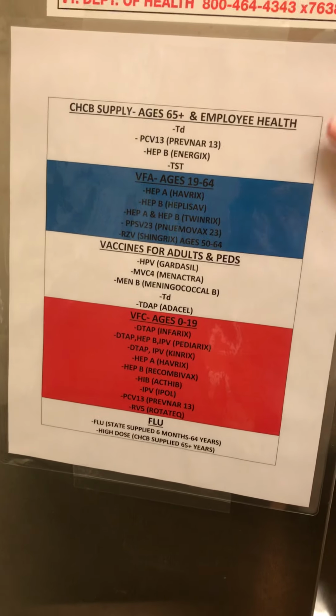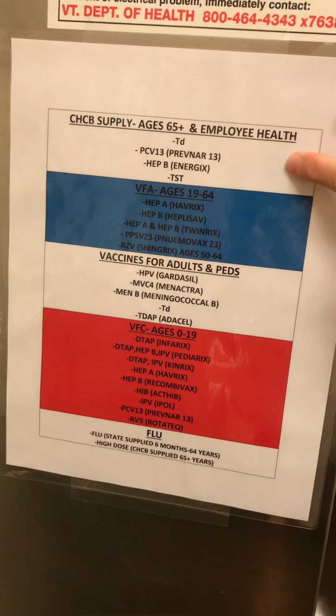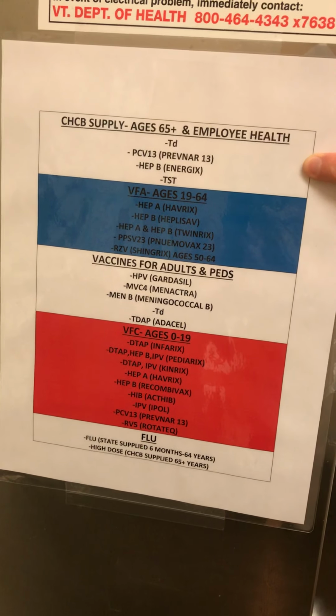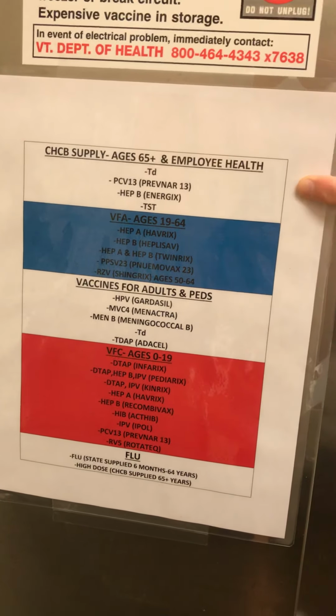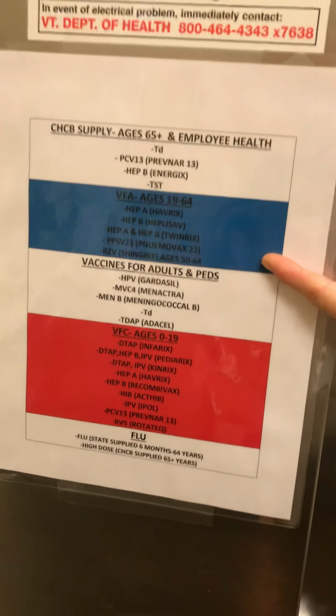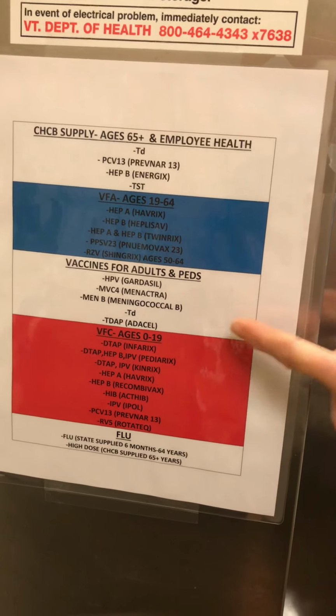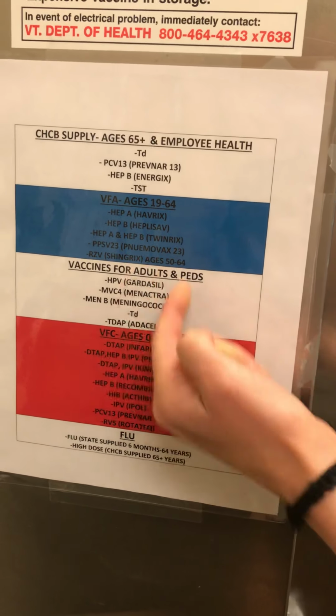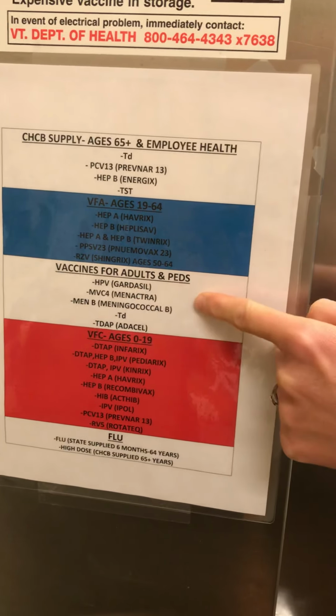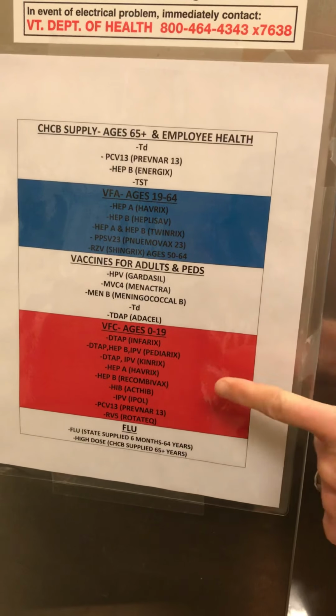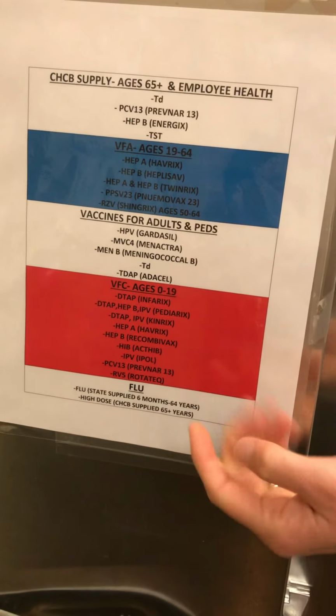Here is a friendly reminder of how we organize our vaccines. We have different shelves. At the top, we have our CHCV supply, age 65 plus, and employee health. Then vaccines for adults, age 19 through 64, and vaccines for adults and kids. These overlap with each other, so they can be given to adults or kids. Here, these are specific to just kids.